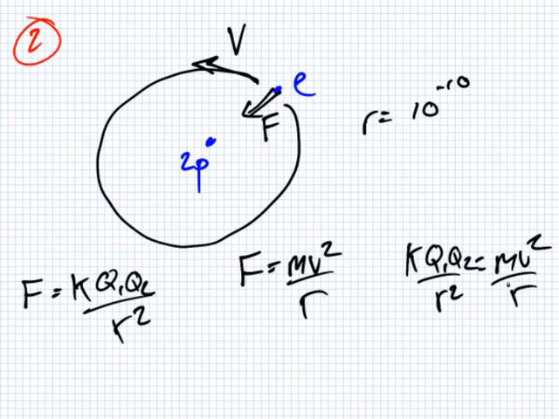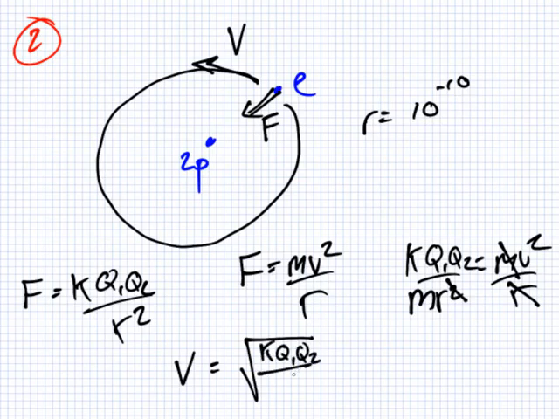So we can cancel an R here and here. We can bring the m down, and then we can take a root. So we have V is the square root of K Q1 Q2 over M R. Cancel the R, yeah. Bring down the M, yeah.